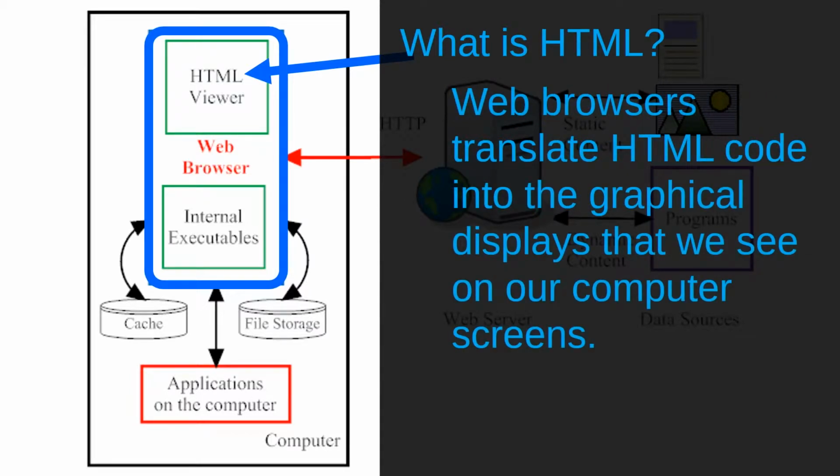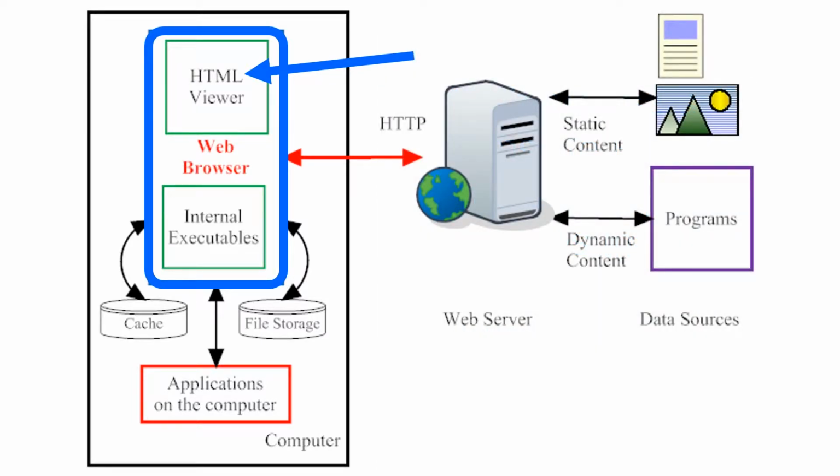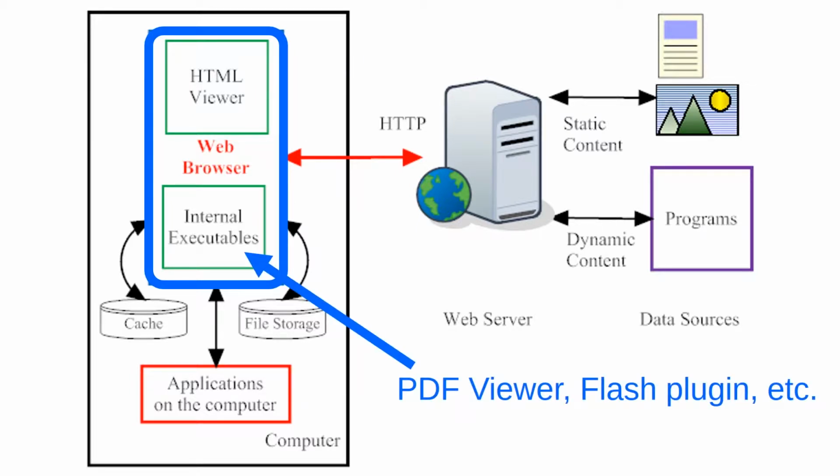For now, all you have to see is that web browsers translate web pages from HTML code into graphical displays that we can see on our computer monitors. Web browsers contain many other functions besides simple HTML display capabilities. Your browser probably has a PDF viewer so that it can display PDF files. It may also have a Flash plugin, which allows it to view a variety of online animations written in Flash. Browsers have many more applications like this that allow them to take advantage of the diverse capabilities of the web. In this illustration, these applications are all lumped together into the green box labeled Internal Executables.